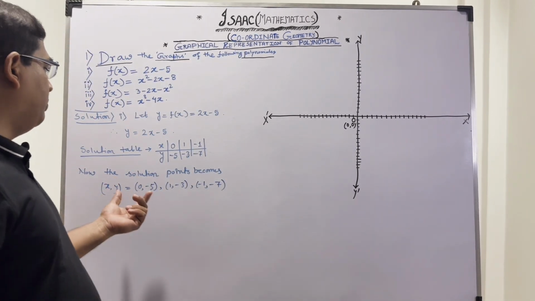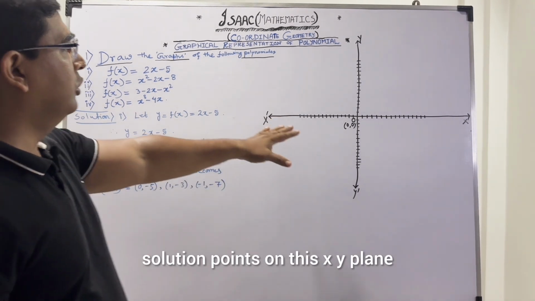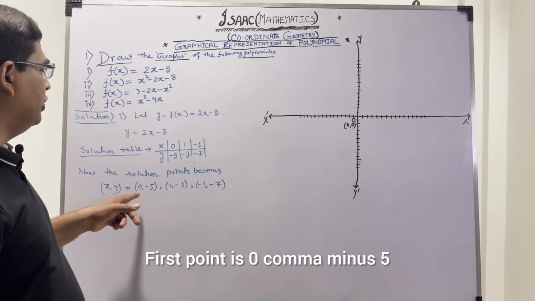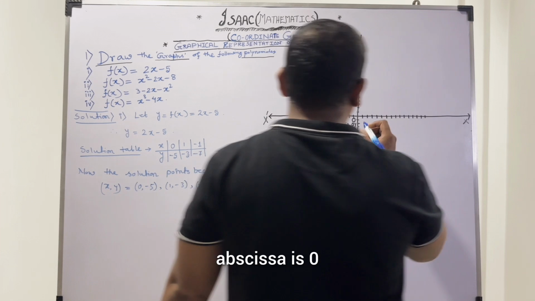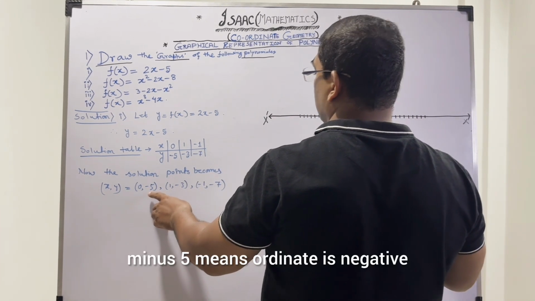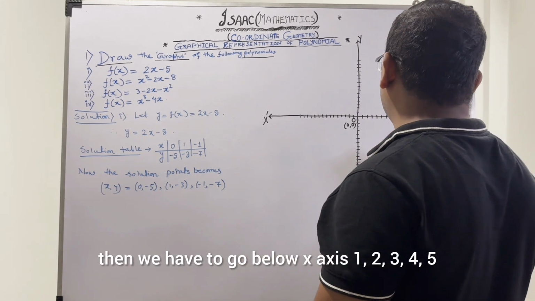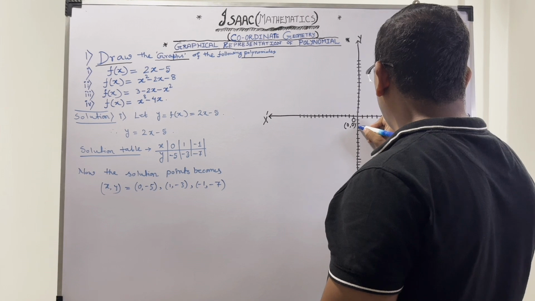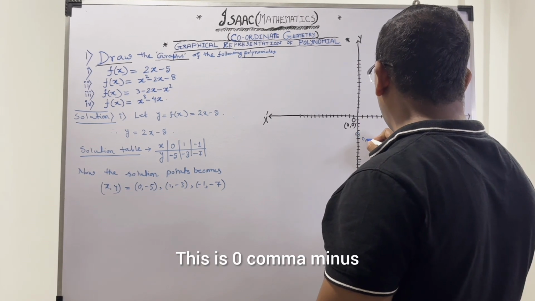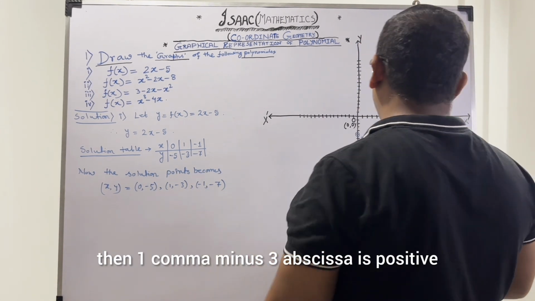Now we will plot these solution points on this xy plane. The first point is (0, minus 5). The abscissa is 0, and then minus 5. Minus 5 means the ordinate is negative. When the ordinate is negative, we have to go below the x axis: 1, 2, 3, 4, 5. This is (0, minus 5). Then (1, minus 3).